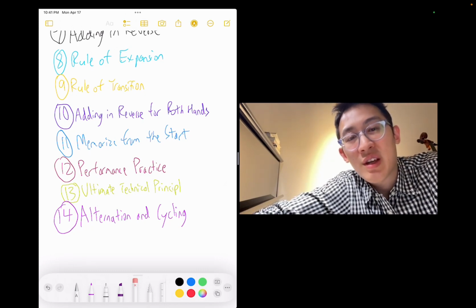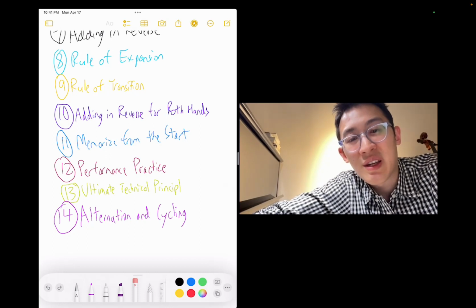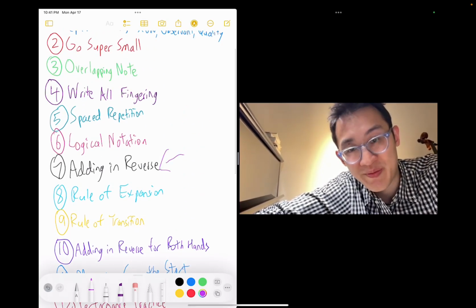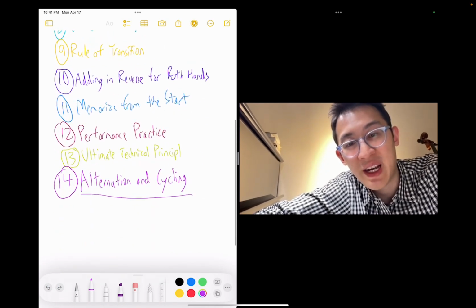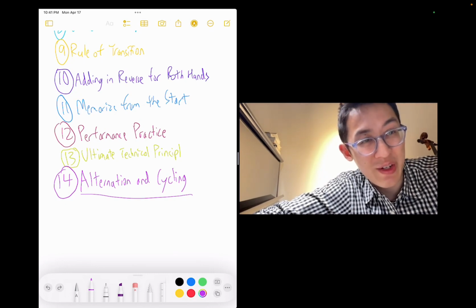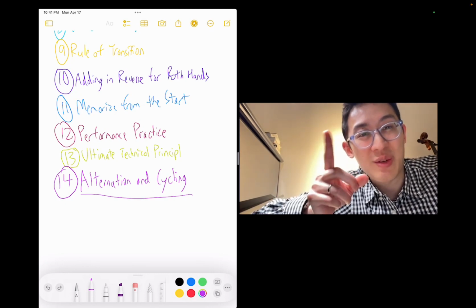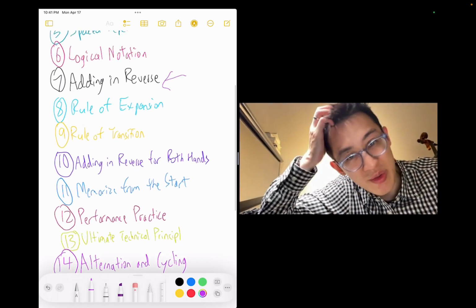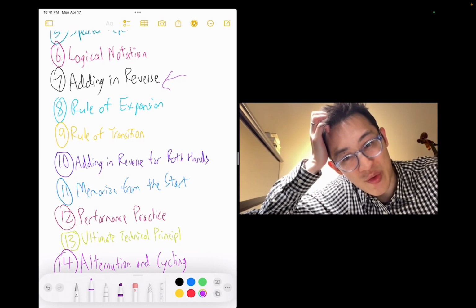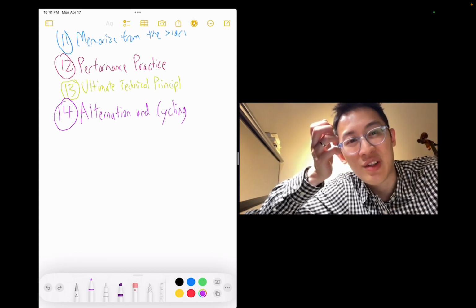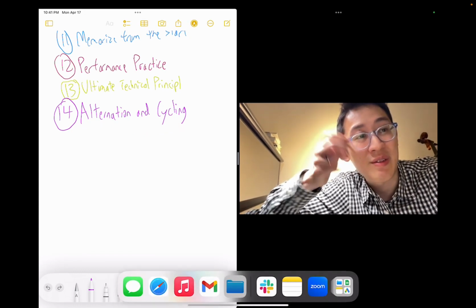So alternation and cycling, the general idea is something I already hinted at way back when I talked about adding in reverse. It's the idea that when you carry out a strategy, you don't just stop using the strategy after you've done the thing once. Adding in reverse being an excellent example in general, and of course, the adding in reverse for both hands. If you practice the very end of something, and then I'll just show you in the actual piece now, right, in River Flows in You.